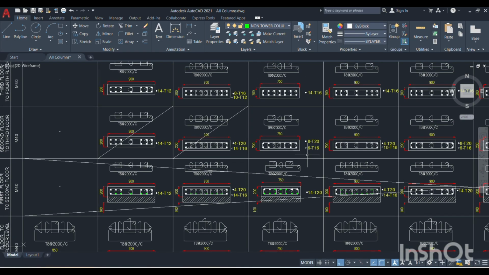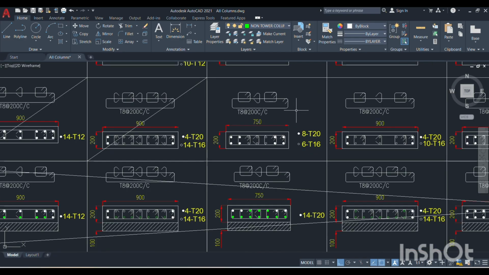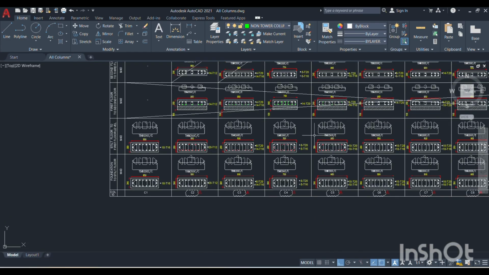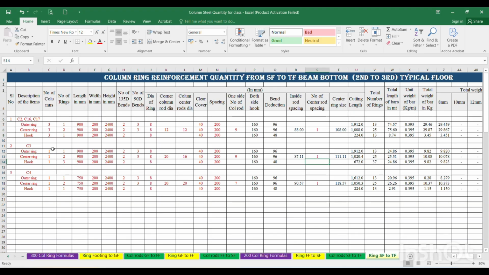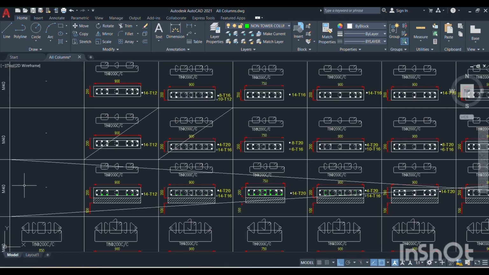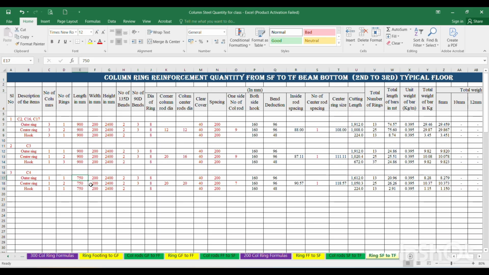So if I searched in the 2 pages, then I got only this one as the typical. That's why I am going to write this as 1. This is column number C4. Column number C4, only one number is there, one number of rod, and size is 750 by 200, and the size of rings are outer ring 1, center ring 2 and hook 1, that has been entered, and size is 750 by 200, height, angle, everything same.